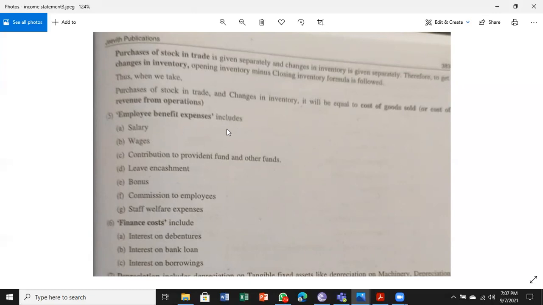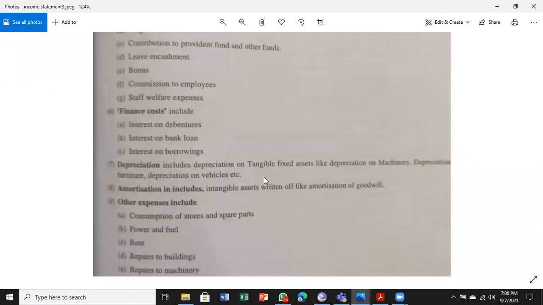Next, employee benefit expense. Whatever is paid to employees for the work done by them, like salary paid, wages paid, contribution to employees' provident fund, ESI, leave encashment, bonus, HRA, DA, commission, any staff welfare expenses. There are many expenses possible, all will come under employee benefit expenses.